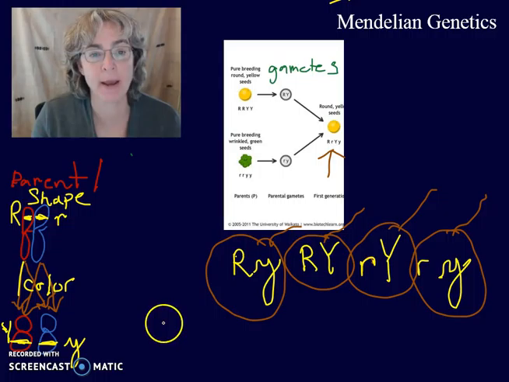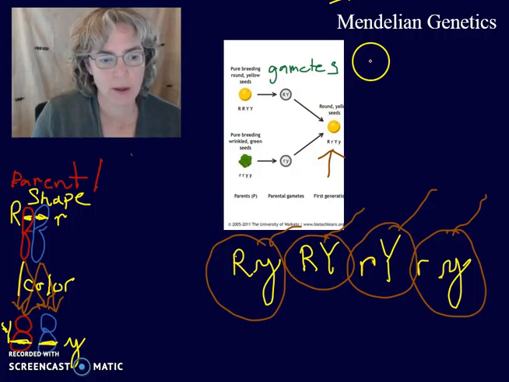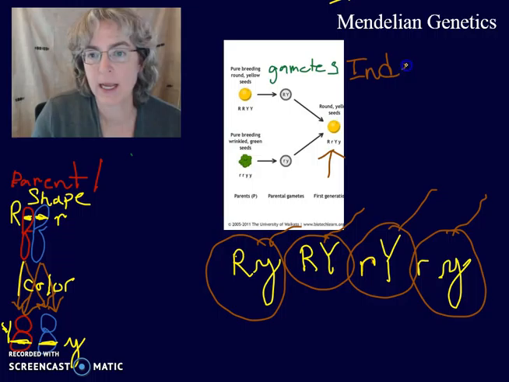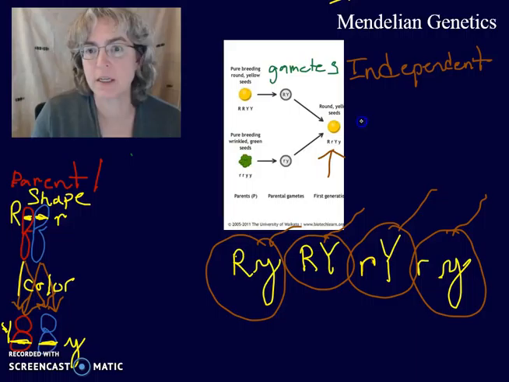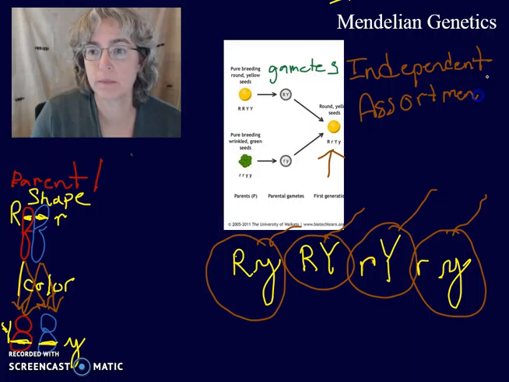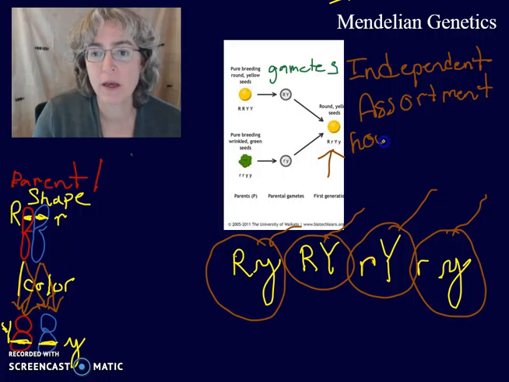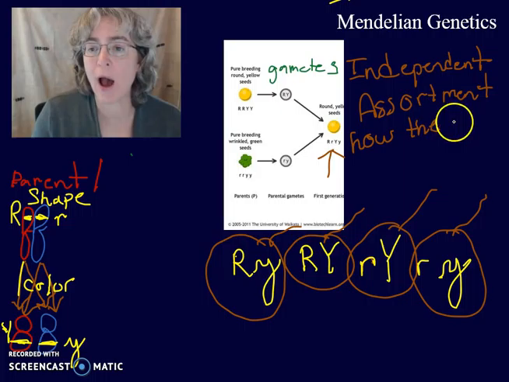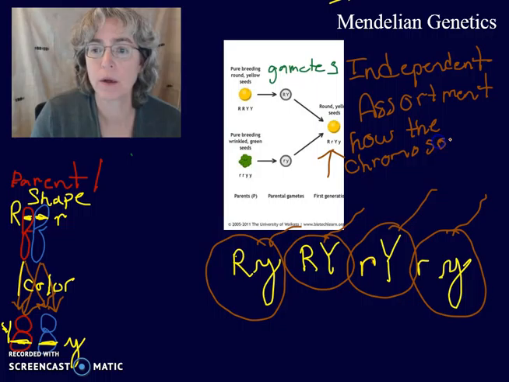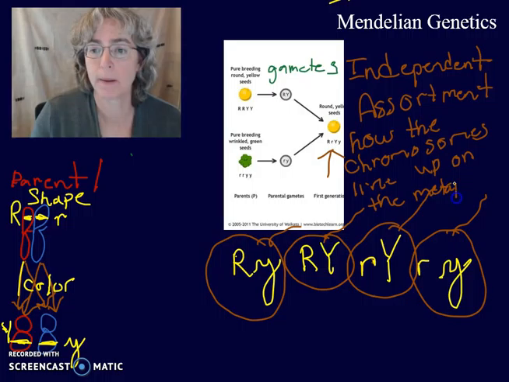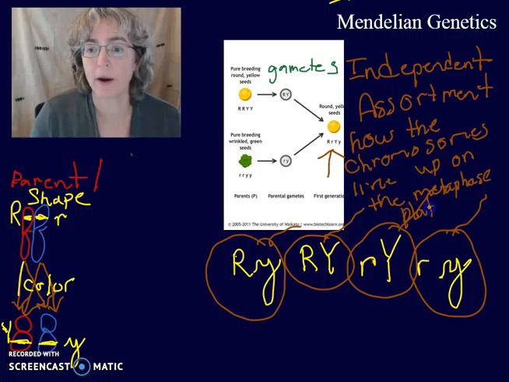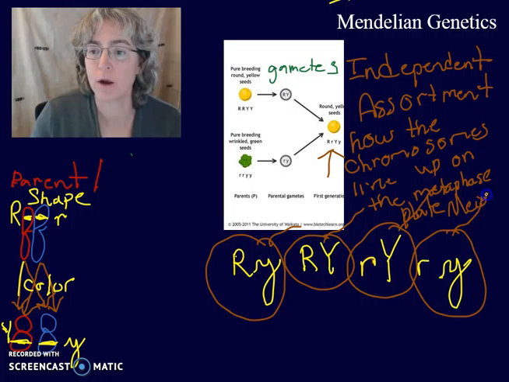So this is, I'm going to put this up here. So this is called independent assortment. And independent assortment is determined by how the chromosomes line up on the metaphase plate. Plate where? In meiosis one.